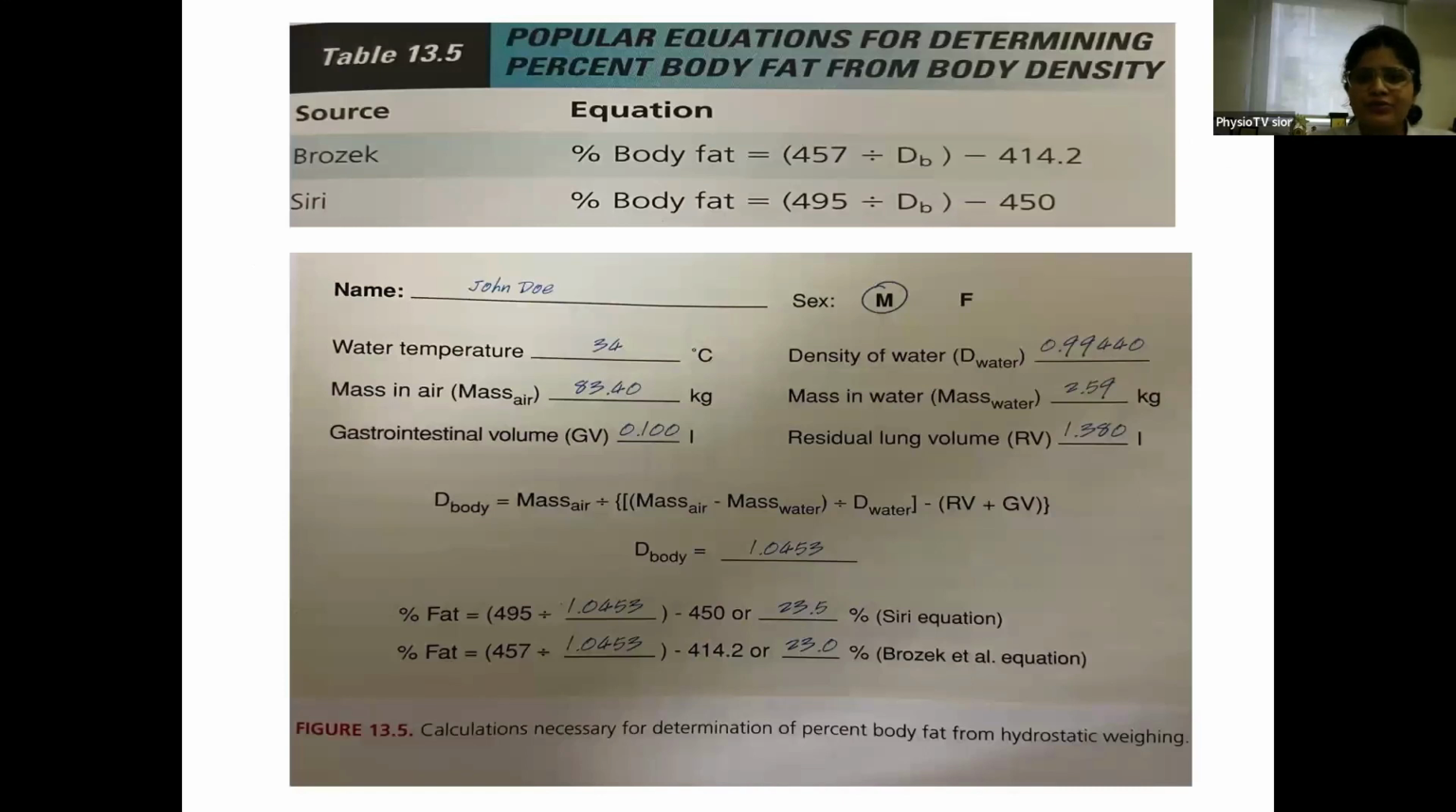So popular equations for determining percent body fat from body density. Again, there are two formulas, Brozek and Siri, for percent body fat. So by substituting those values, we'll get this.